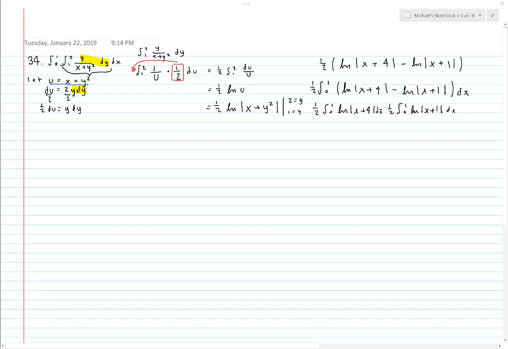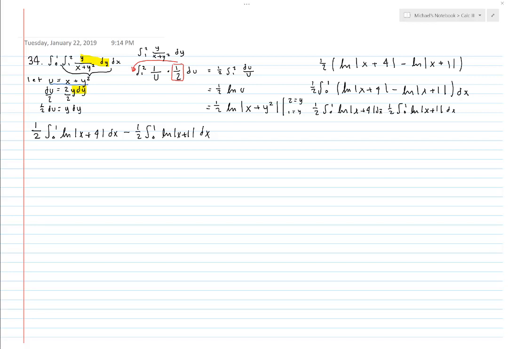So now let's take this and let's write it all over again so it could be neat. So it's going to be 1/2 integral from 0 to 1 of ln(x+4) dx, minus 1/2 integral from 0 to 1 of ln(x+1) dx. So now we're here and we're going to be thinking, how do we integrate the ln of x plus 4?